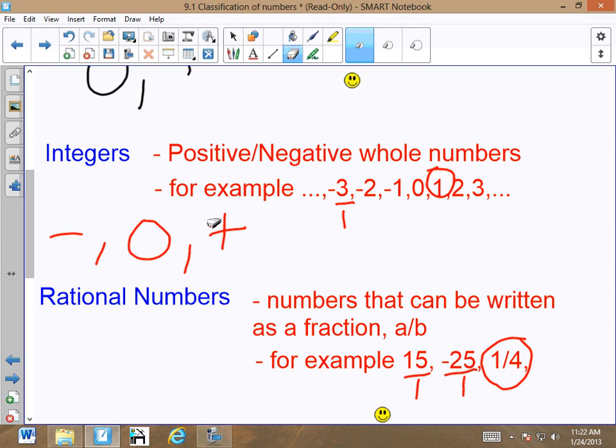Integers are just positive, negative, and 0. They look like the numbers we have here in our example. See, all these can be written as a fraction, but they can also be written not to look like a fraction. 1/4 can only be written to look like a fraction.